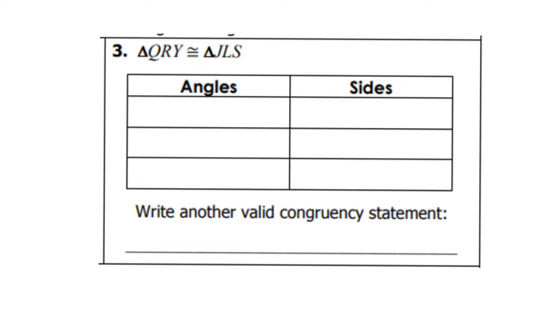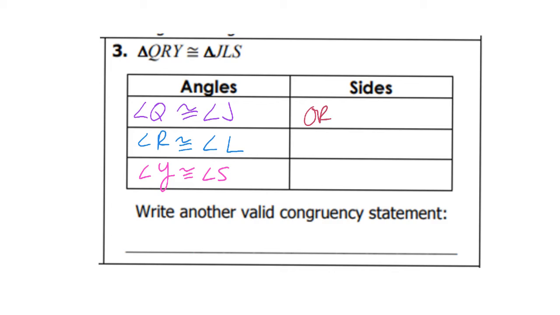All right, on this one, I think you ought to try it first on your own if you have not tried it yet. Pause it now, and then you can hit play, and I will go over the answers. So if you're looking at this, we can say the angle Q is congruent to angle J. Angle R is congruent to angle L, and angle Y is congruent to angle S.